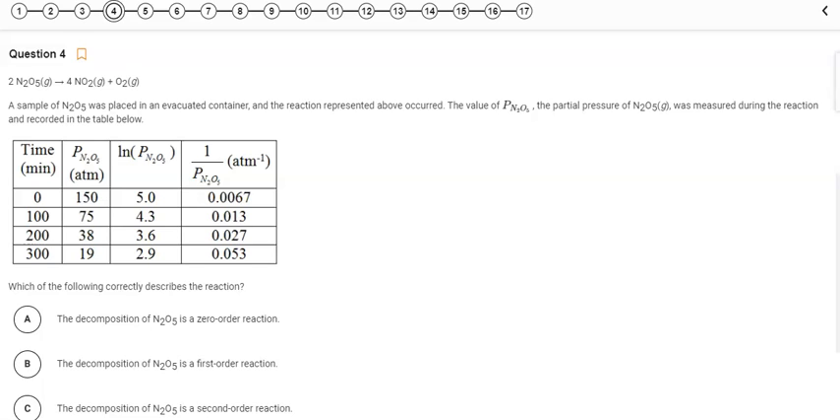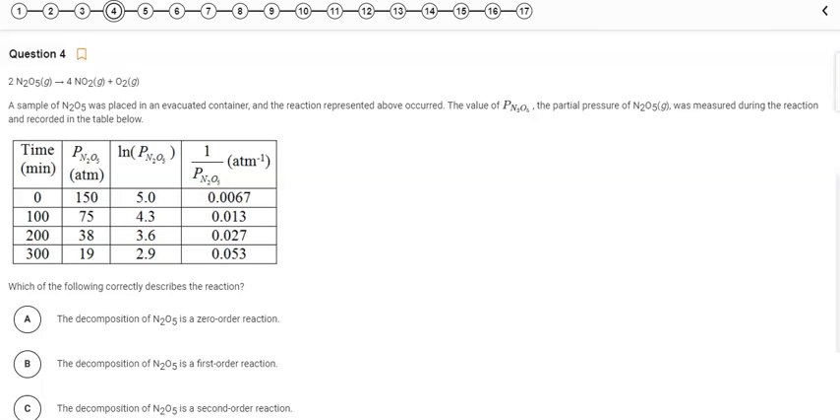So let's look at the first column and the third column. If you go from 0 to 100, you go from 5 to 4.3. That's a difference of 0.7. If you go from 100 to 200, you go from 4.3 to 3.6. That's a difference of 0.7. If you go from 200 to 300, you go from 3.6 to 2.9. That's a difference of 0.7. That means you end up with a straight line by plotting the time against the natural log, and it's a negative slope. That's why the natural log numbers are decreasing.